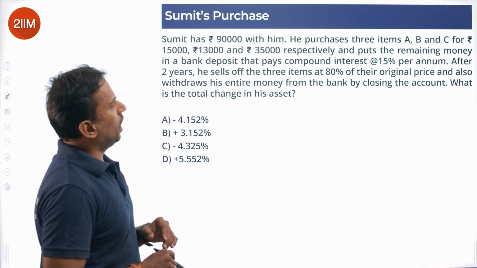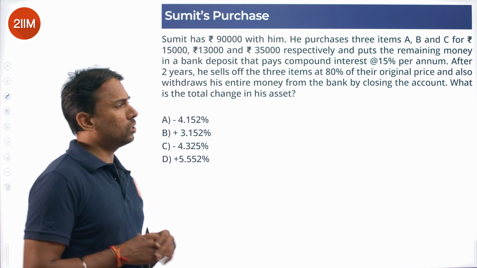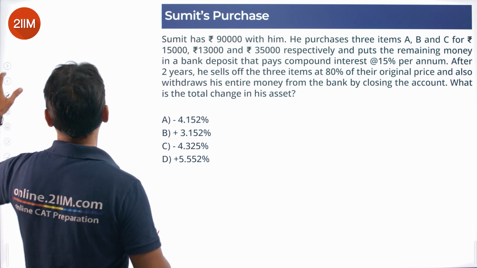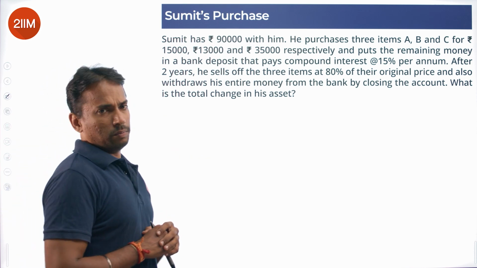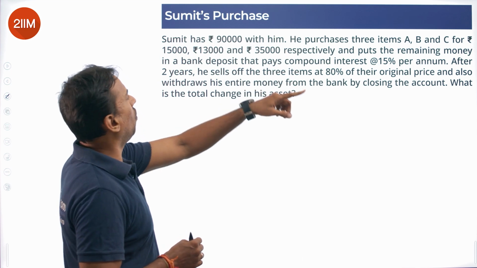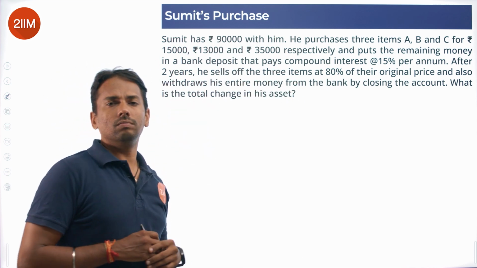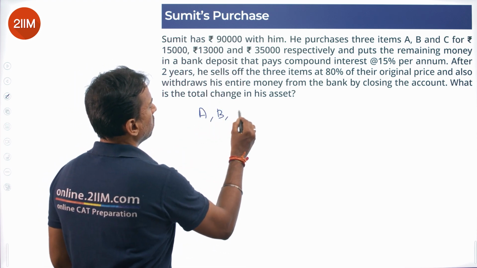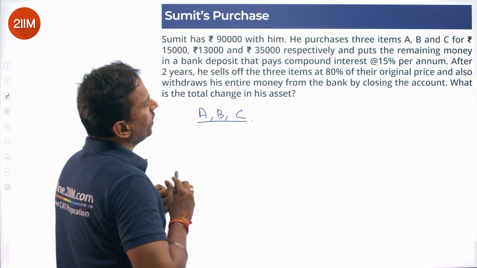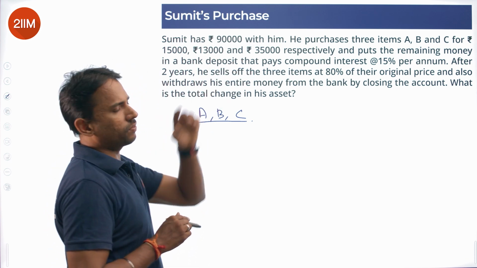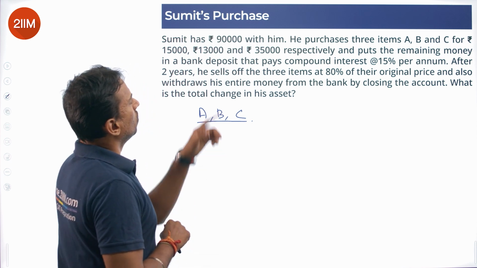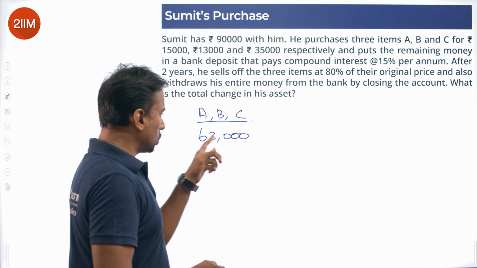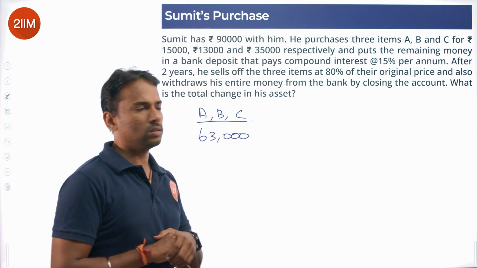So here's the next question. We have this question based on interest calculation also. The question size appears to be large. It's huge. We'll go for a fresh slide. Sumit has 90,000 with him. He purchases 3 items A, B, C for 15,000, 13,000, 35,000. So these 3 items add up to 63,000. He is spending this much money out of 90,000 for these 3 items.